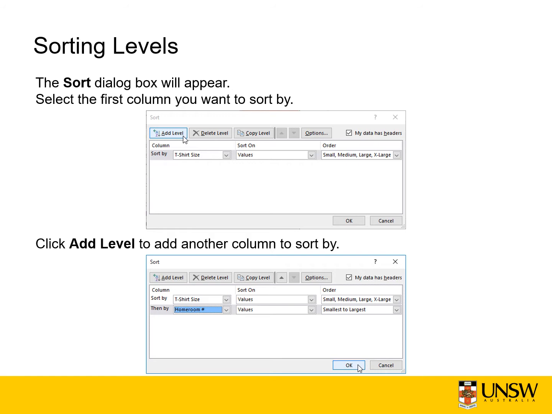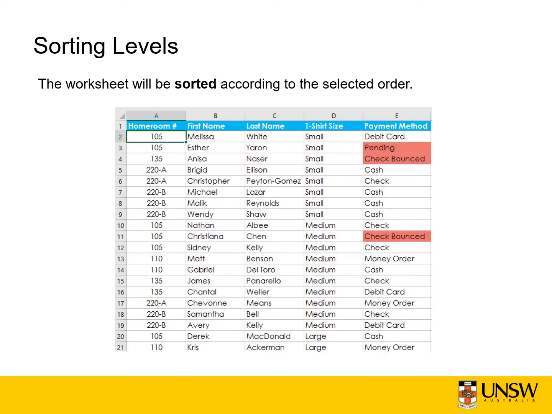In the dialog box, select the first column you want to sort by. In this example, we will sort by t-shirt size with the custom list we previously created for the order field. In order to add another column to sort by, click Add Level and select the next column, then click OK. In our example, we will sort by homeroom from smallest to largest. As you can see here, the rows are sorted by t-shirt size, and within each group of t-shirt sizes, rows are sorted by homeroom number.